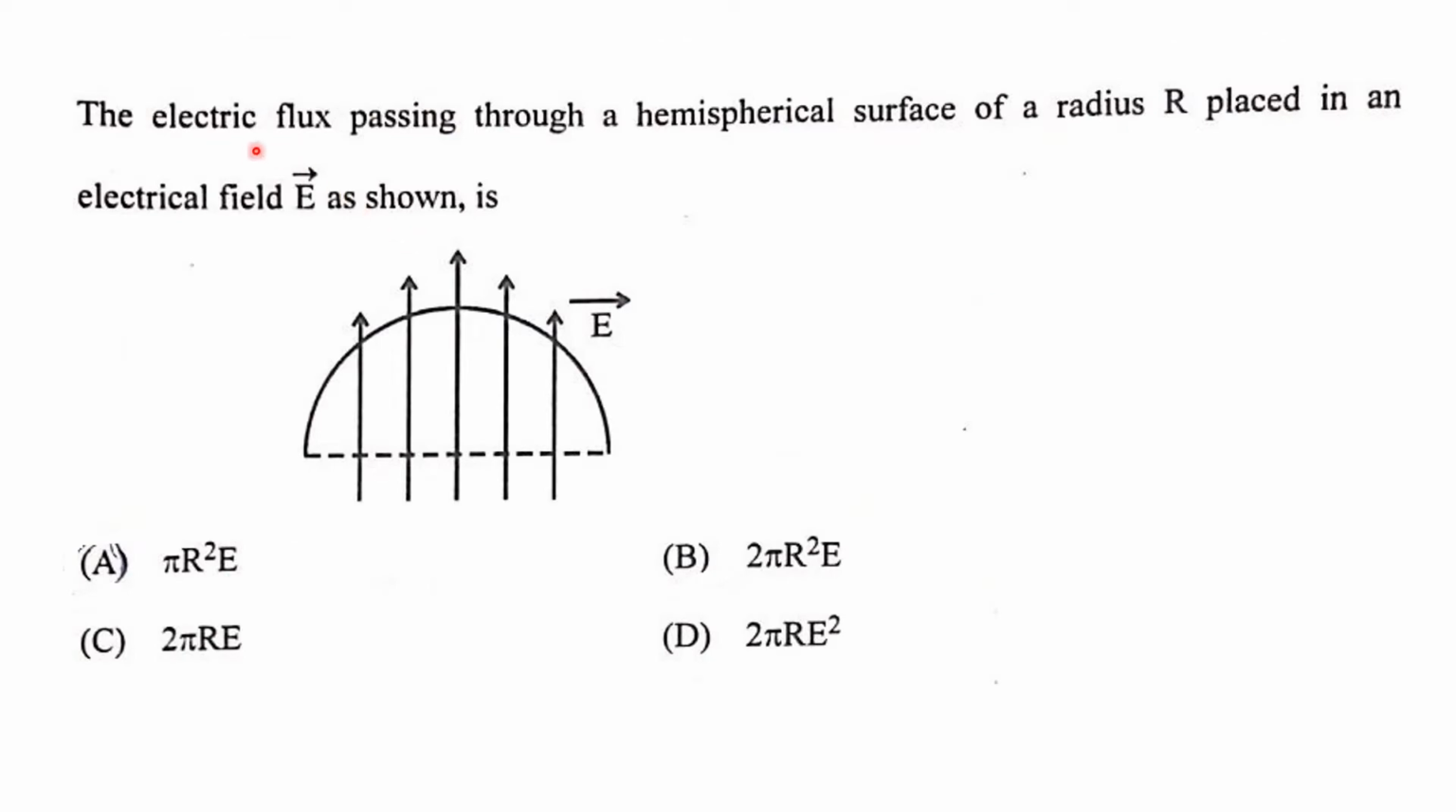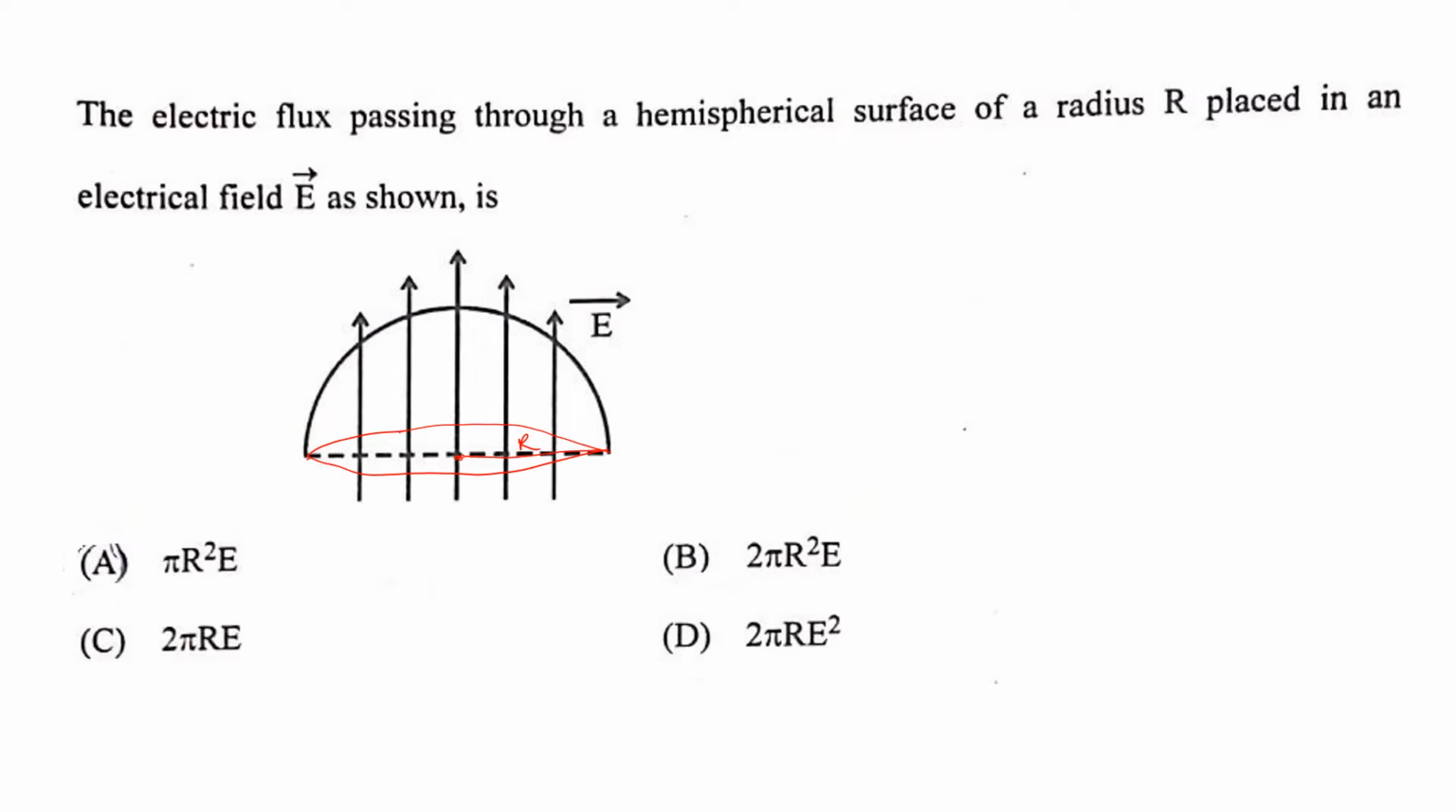The electric flux passing through a hemispherical surface of a radius r placed in an electric field E as shown is. So here we have to calculate electric flux through a hemispherical surface. Since it is hemispherical, so we can consider this base as a circle of radius r.